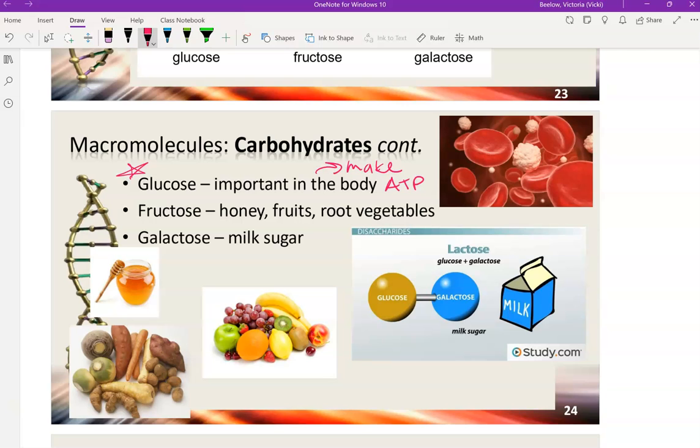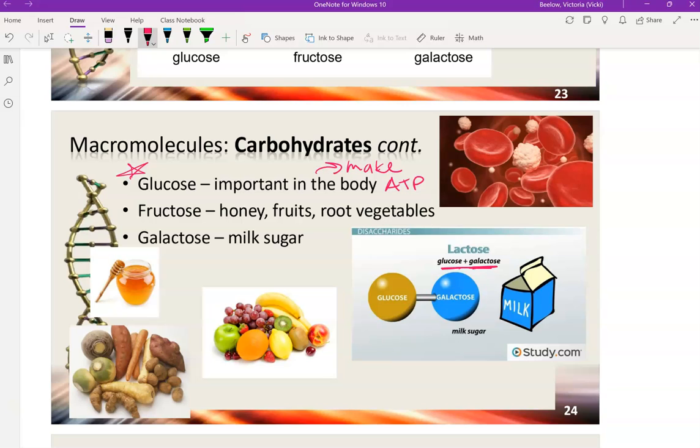Fructose, this would be a type of sugar you're going to find in honey, fruits, root vegetables, things like that. Again, could also be used for energy. And then galactose, that's actually found in milk.